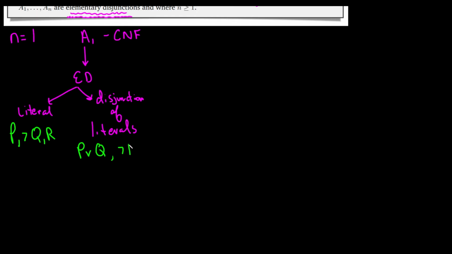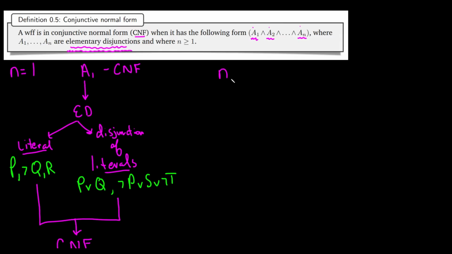Another example would be not P or S or not T. This formula is a disjunction of literals, and so it's an elementary disjunction, and so it is a formula in conjunctive normal form. So if we're looking at a single formula and asking ourselves, is this formula in conjunctive normal form? The answer would be yes, provided you are looking at a case of a literal well-formed formula or a disjunction of literals. Now, what about the case where n is not equal to 1?